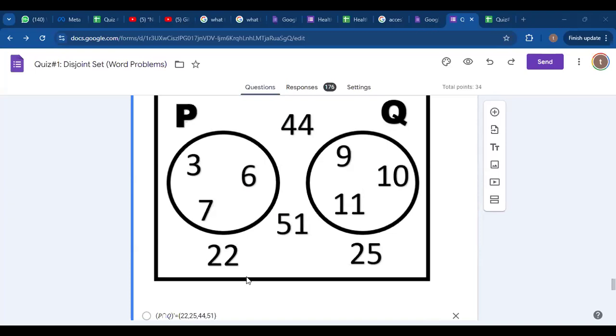If you go back to the quiz, your score should be saved. It shouldn't change.